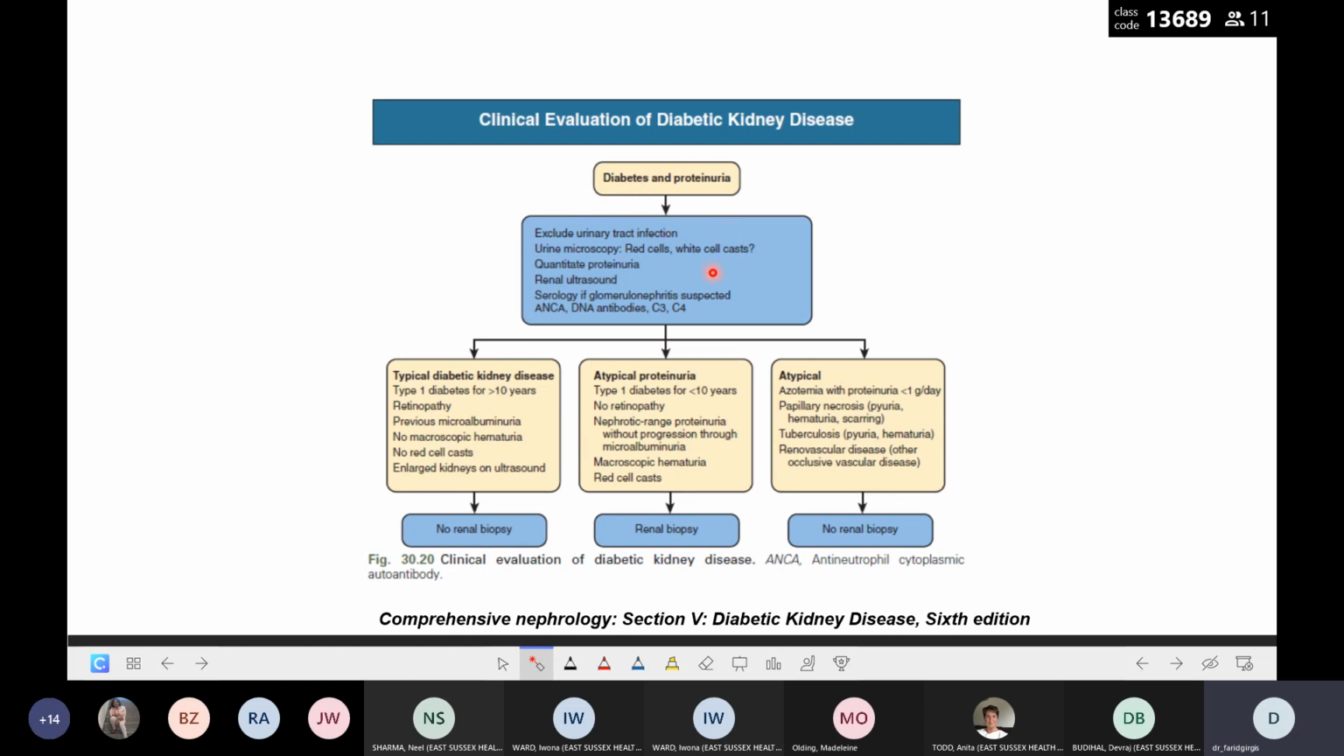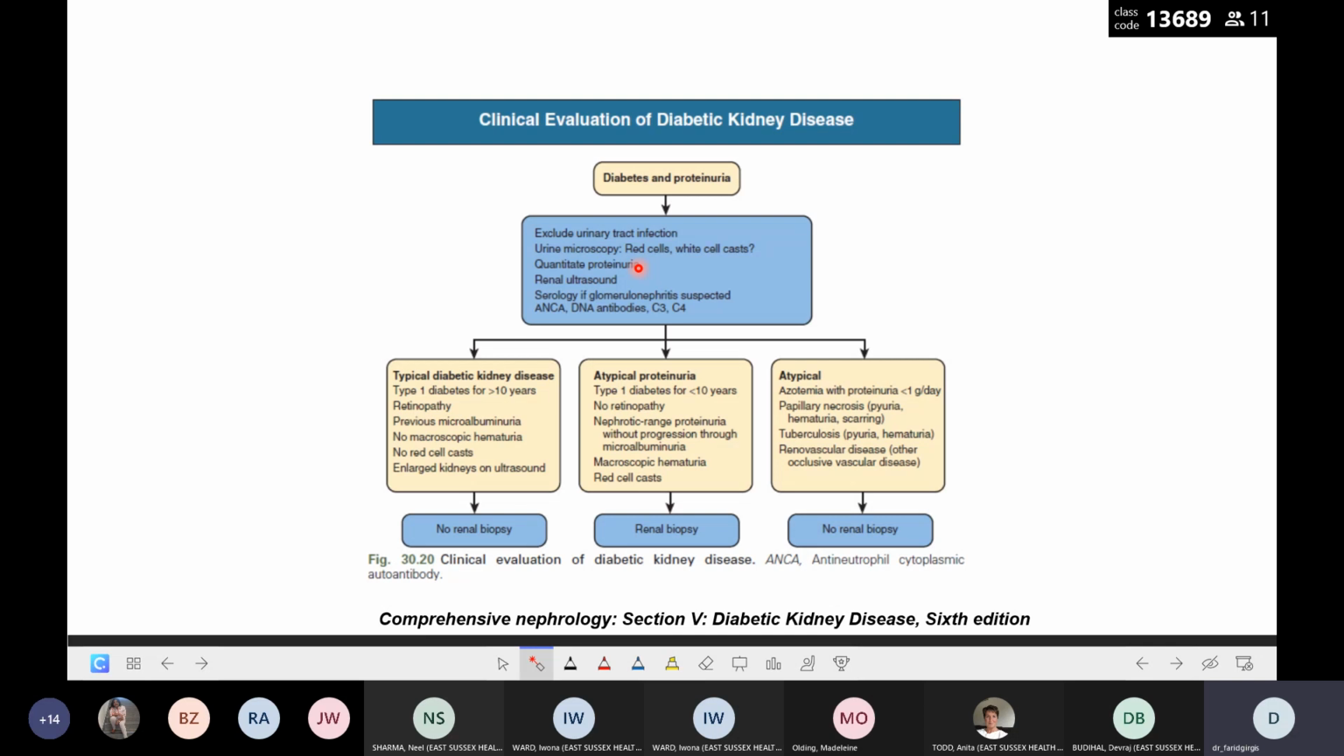So if you have a patient with diabetes and proteinuria, first exclude urinary tract infection. Second, look at the urine microscopy. Is there hematuria? Is there microscopic hematuria? Are there red cell or white cell casts? Because if we have white cell casts, it may be pyelonephritis. If we have red cell casts, it may be another glomerulonephritis. This patient will need a biopsy. And quantitate the proteinuria. So you can ask for urine ACR, urine albumin creatinine ratio, or urine PCR, urine protein creatinine ratio.